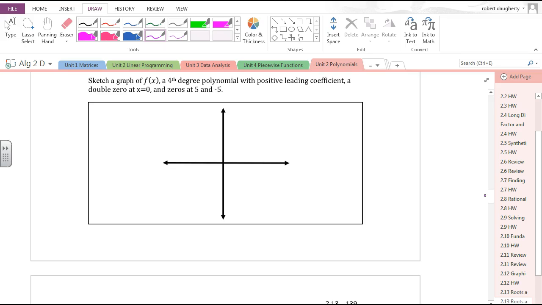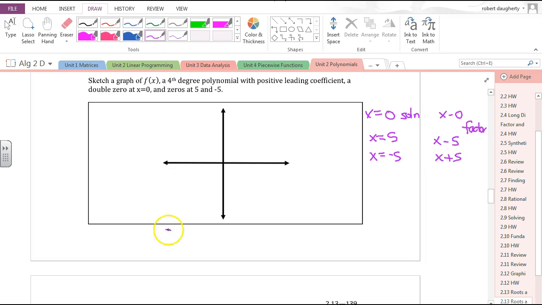Sketch a graph of f of x, a fourth degree polynomial with a positive leading coefficient, a double zero at x equals 0 and zeros at 5 and negative 5. So if x equals 0 is a solution, then x minus 0 is a factor. If x equal 5 is a solution, x minus 5 is a factor. X equal negative 5, x plus 5 is a factor.